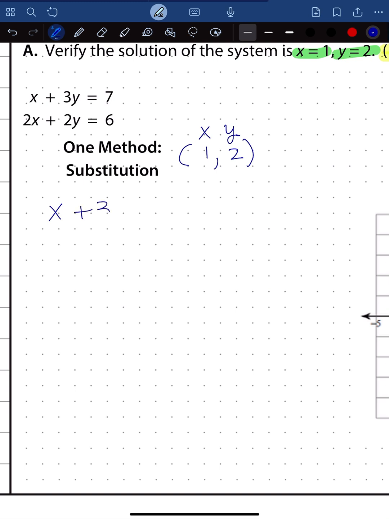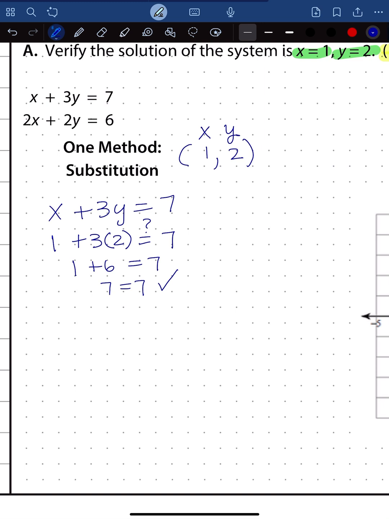x plus 3y is equal to 7. If I replace the x with the 1 and replace the y with the 2, I want to know, does it equal 7? So I'm going to put a question mark here. Then I just do the math. I have 1 plus 6, and I know that 1 plus 6 is 7. So 7 equals 7. The solution 1 comma 2 does satisfy the first equation.